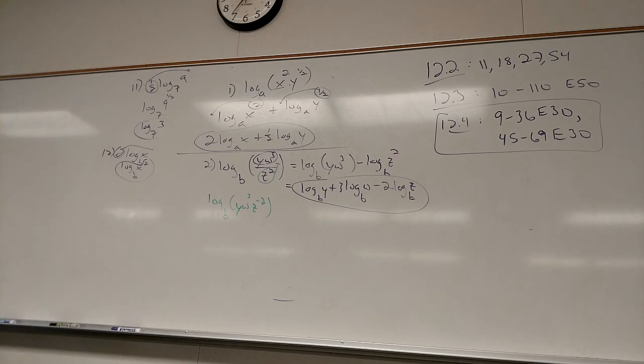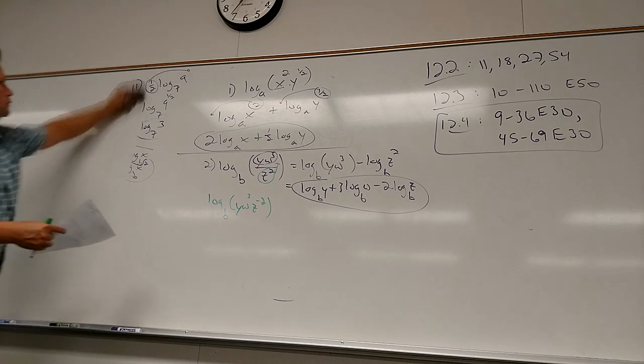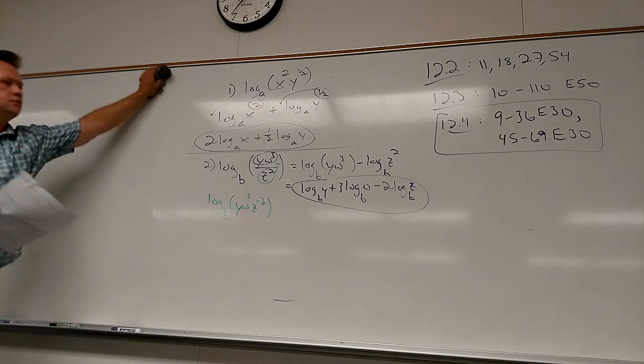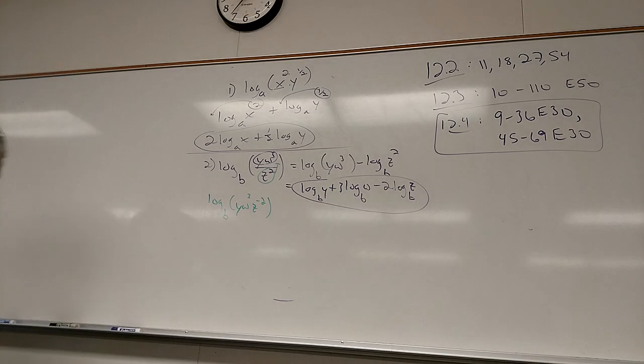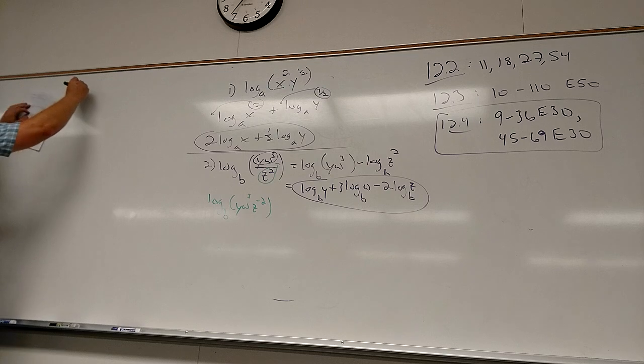Okay, and then, let's see. Number 3 is just what we did in reverse. We're going to put stuff back together. This is the one we do most often. What does math try to do? Put stuff together. All right, so this is the one that we do more often. Number 3.